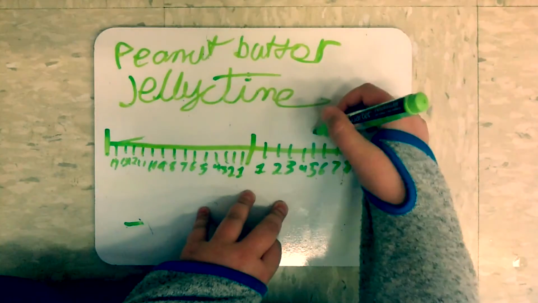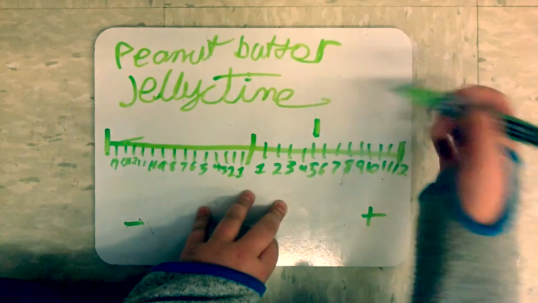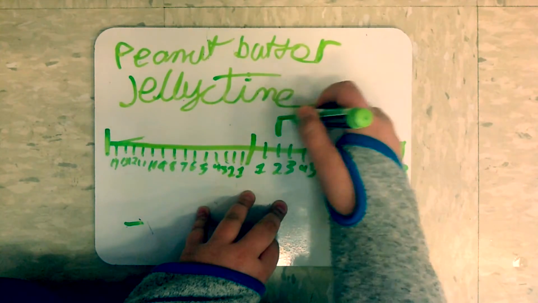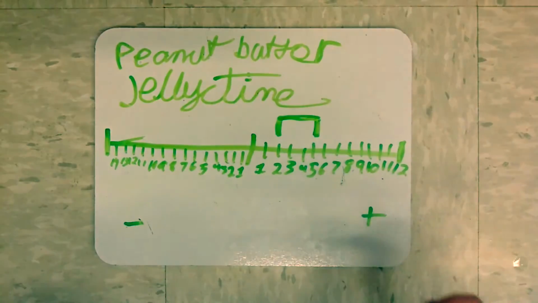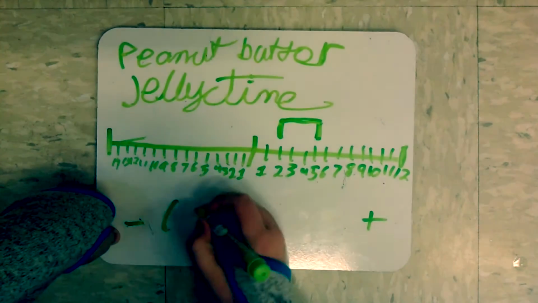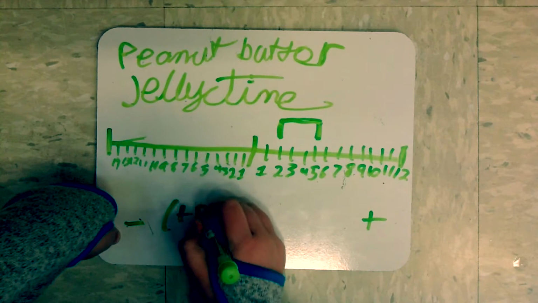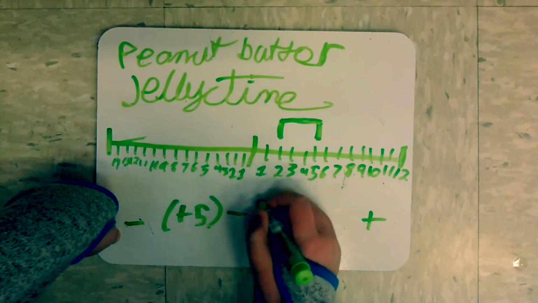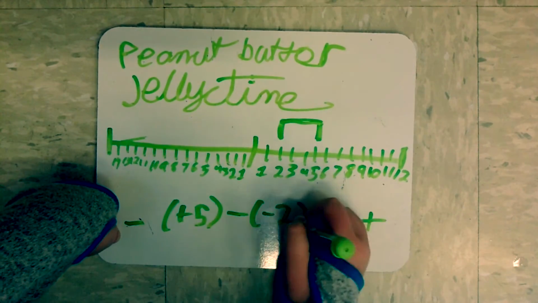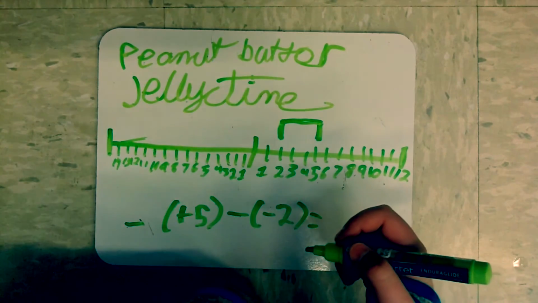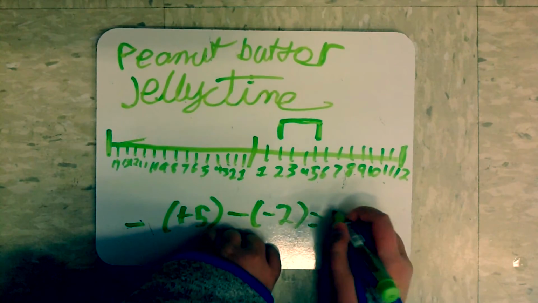So we're going to start with 5 here, and move all the way down to negative 2. Okay? Now, let's come up with our equation. Okay, positive 5 minus negative 2 equals positive 2.